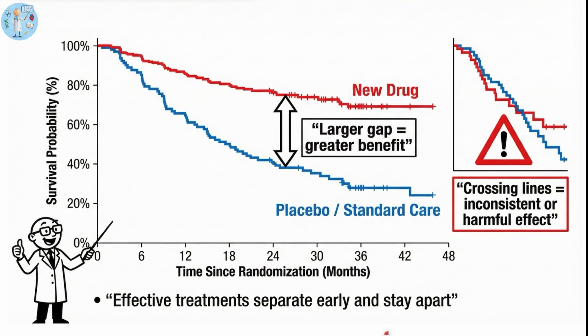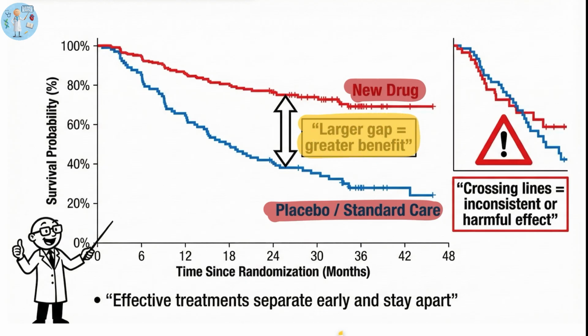Okay, now for the fun part, comparing two curves. We usually see a red line for the new drug and a blue line for the placebo or standard care. And the first, simplest thing to do is just look at the gap between them. The vertical distance? Yep. The wider that gap is, the bigger the benefit of the new treatment. You want to see that red line stay high, way above the blue line.